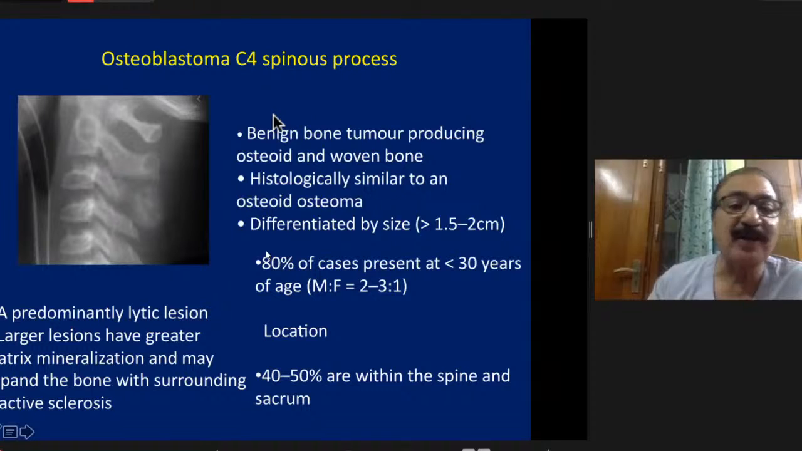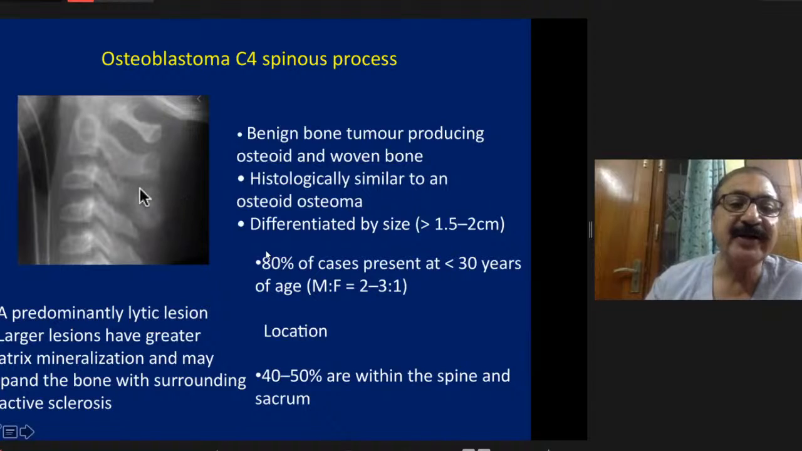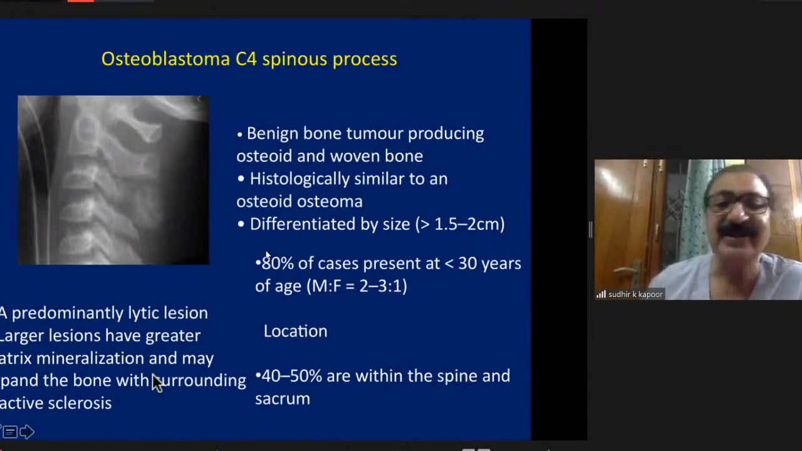I have picked up this example because 50% of all cases of osteoblastoma occur in the spine. Like in this case, they are differentiated from osteoid osteoma only on the size. Otherwise, the pathology is similar. They are typically osteolytic. Sometimes they have some calcification which can be picked up only on a CT scan.